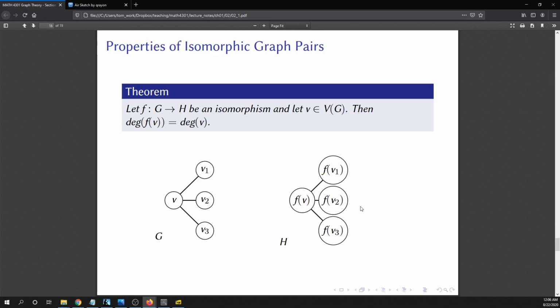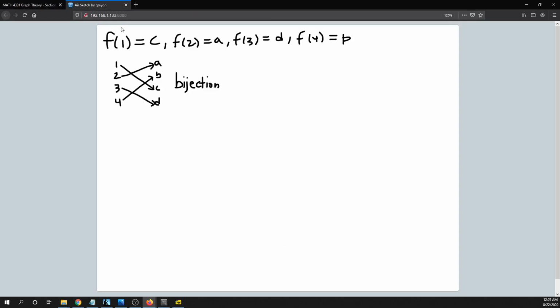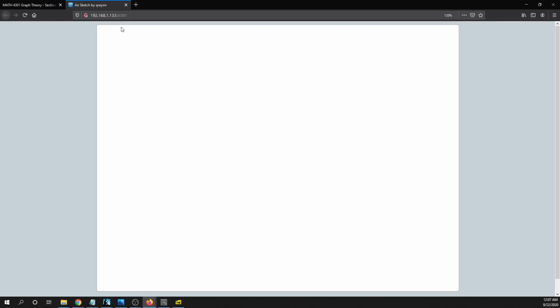All right, so another property of isomorphic graph pairs is this. Let f from G to H be an isomorphism, and then let v be in the vertex set of G. Then the degree of f of v has to equal the degree of v. Okay, so suppose that you had a vertex over in G, and let's just say it was degree 3. So let's call this vertex v.